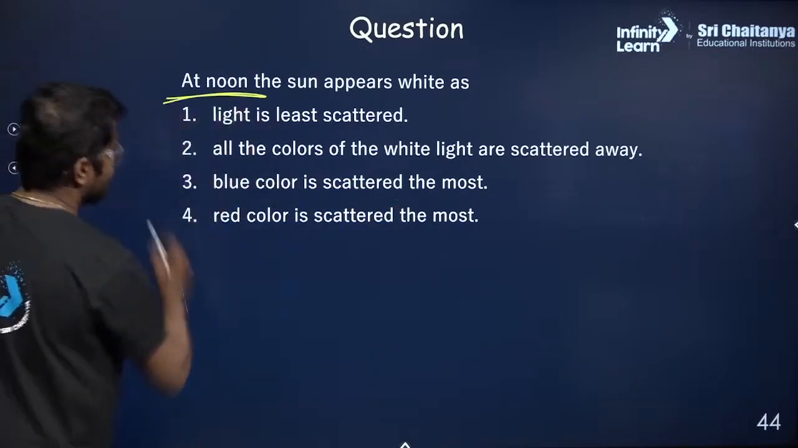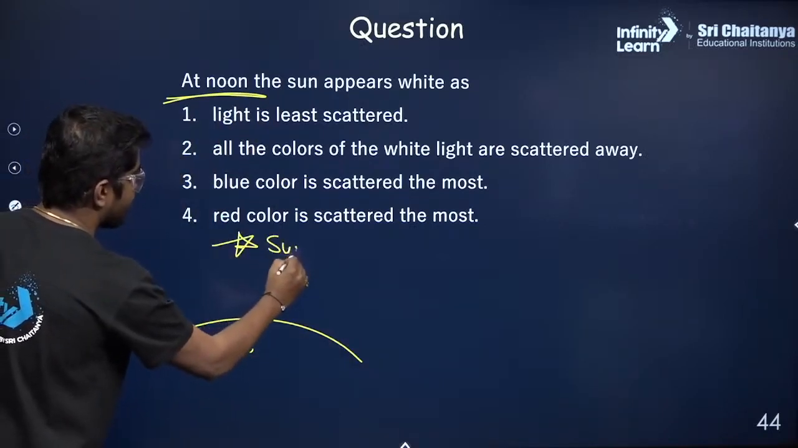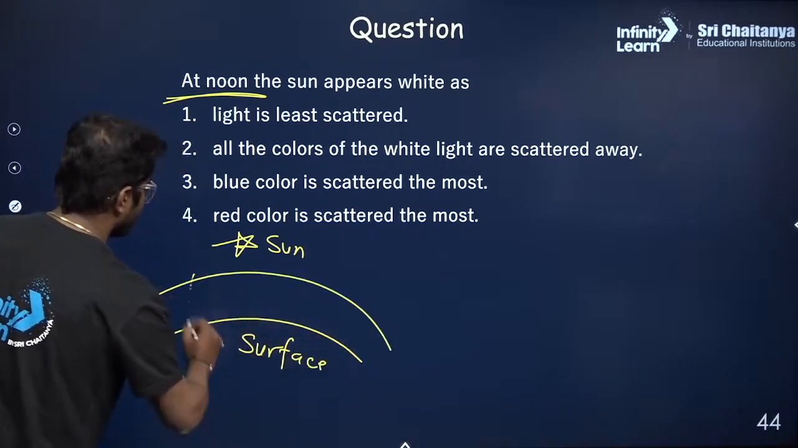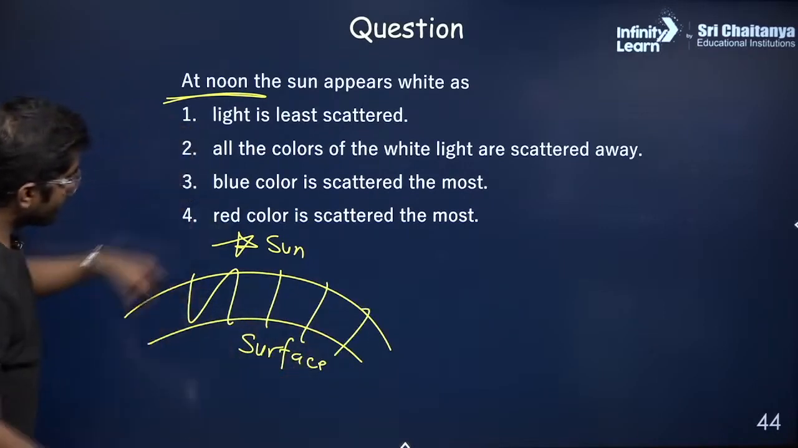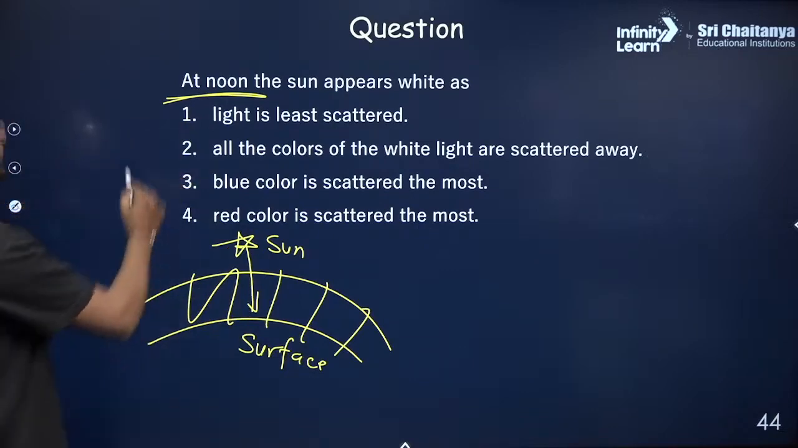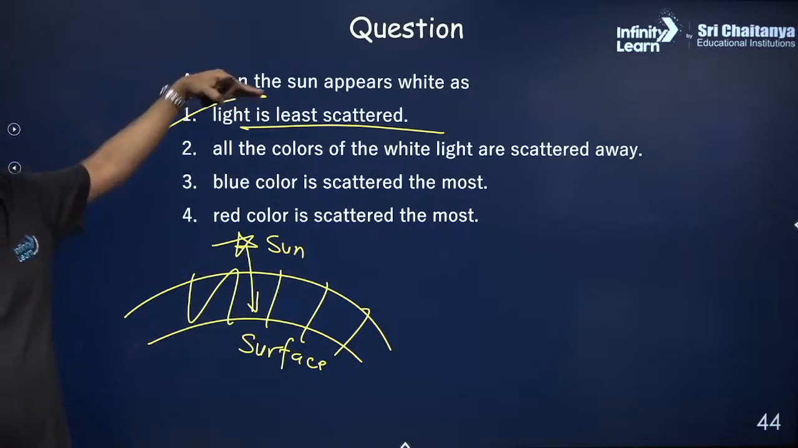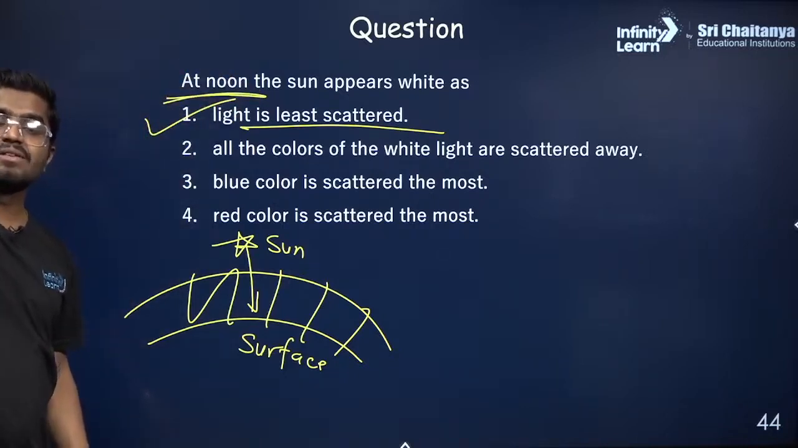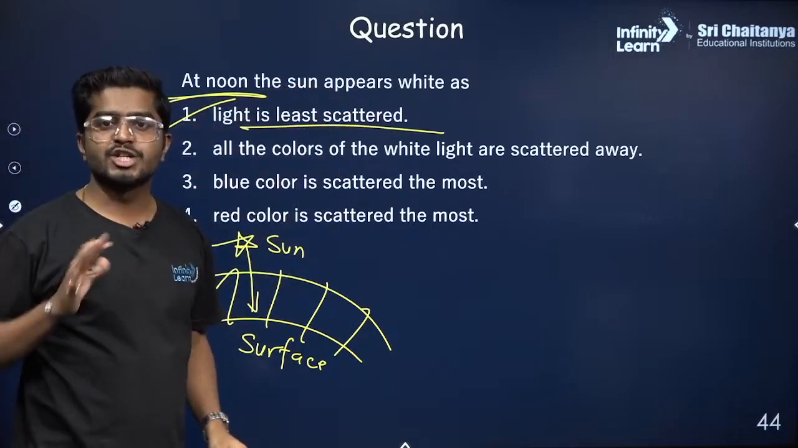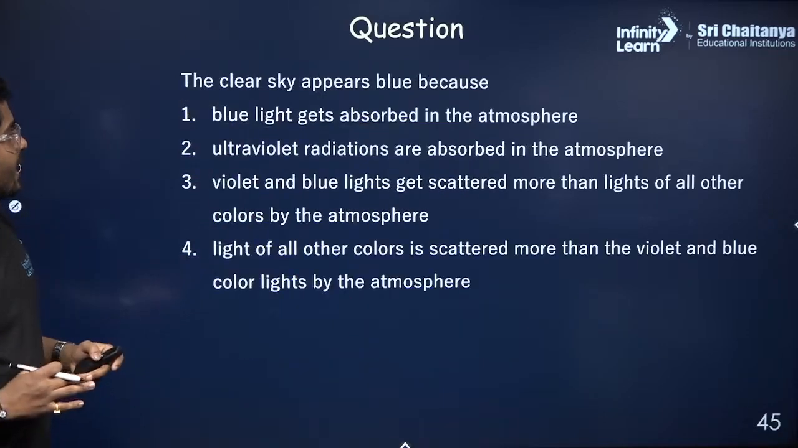At noon, that means if there is a surface of the earth, our sun is directly above. So there is an atmosphere, correct? So light is directly coming from the sun. In that situation, light is least scattered during noon time. When the sun is directly above, light will be least scattered, and that is the reason the sun will appear whitish or yellowish. So there is not much scattering. Okay. I think there is a last question.